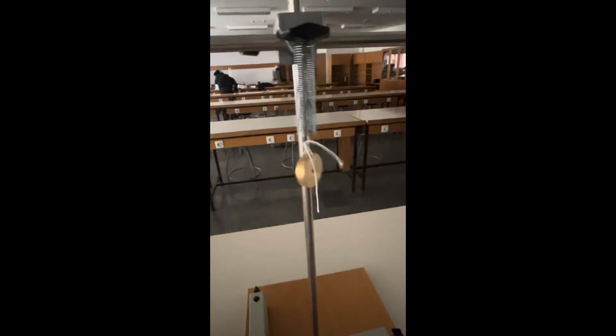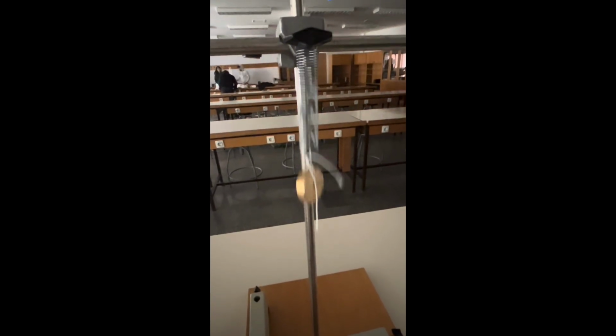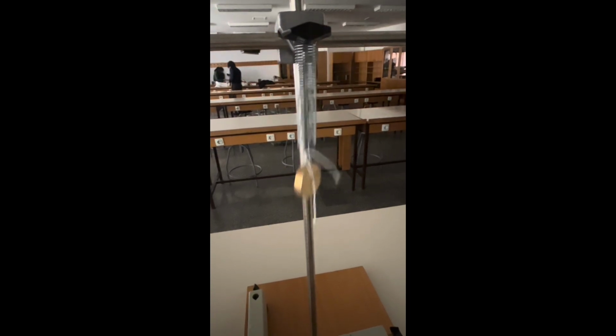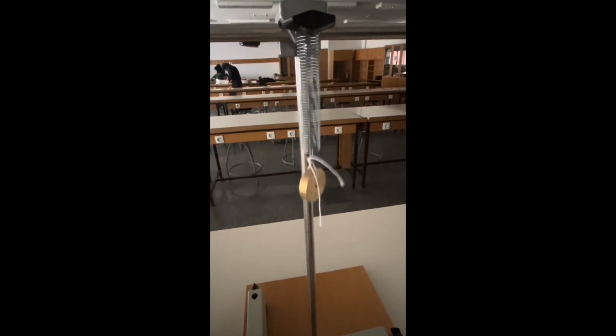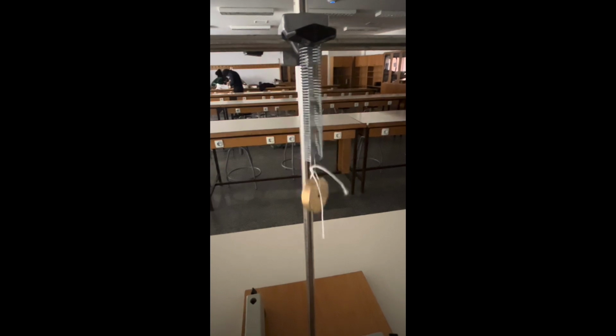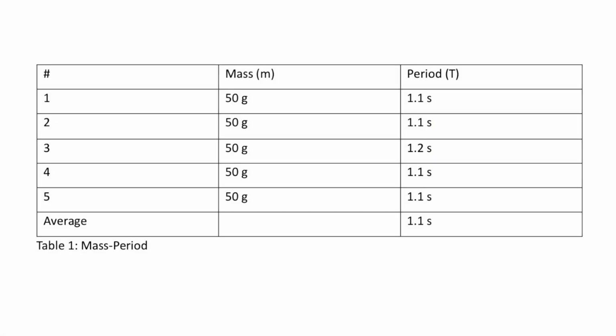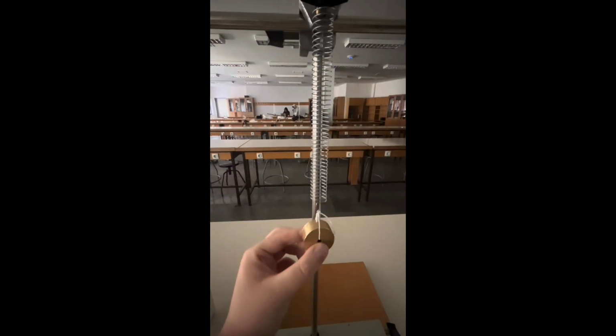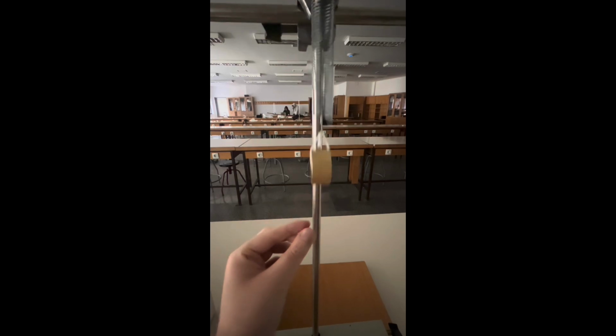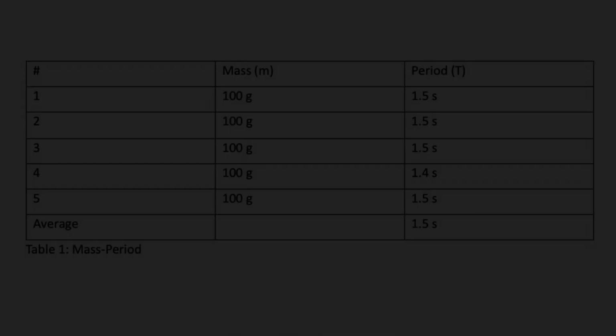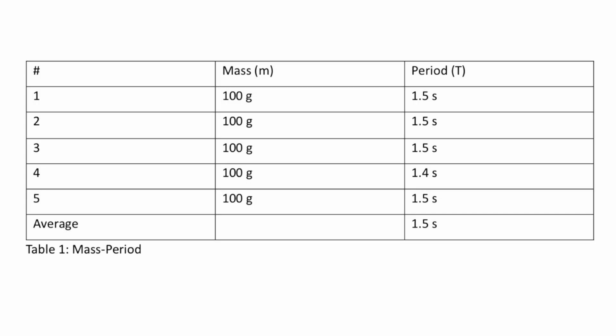At first, I attached a 50-gram mass to the first spring and pulled the mass slightly downward. After releasing it, I used a stopwatch to measure the period. I repeated this measurement 5 times and calculated the average to reduce error. Next, I replaced the 50-gram mass with a 100-gram mass and repeated the same steps.